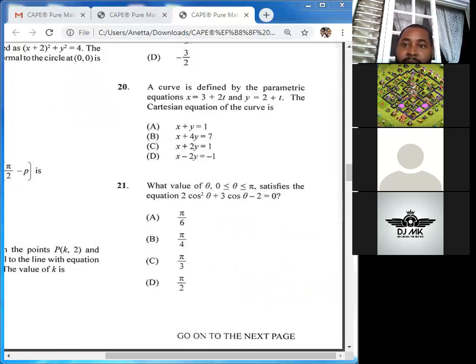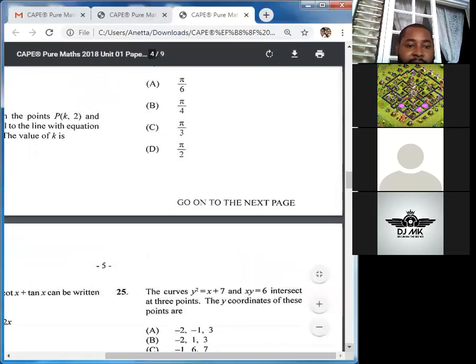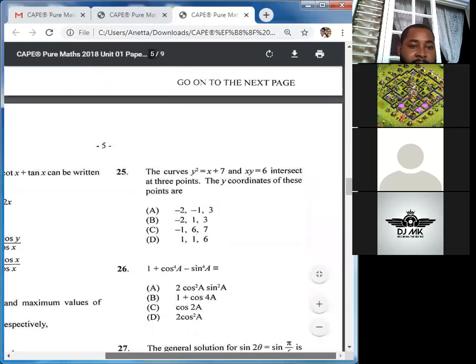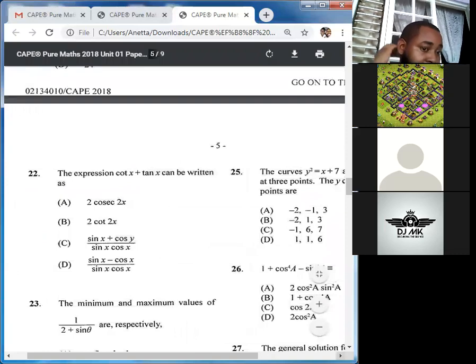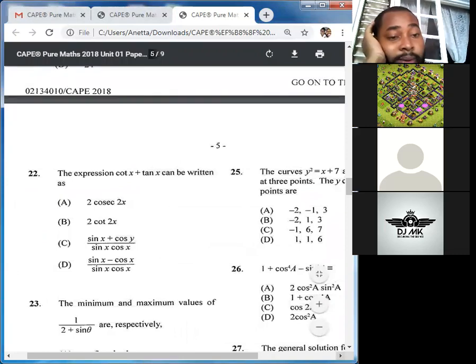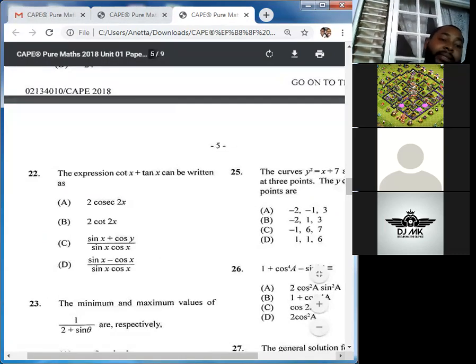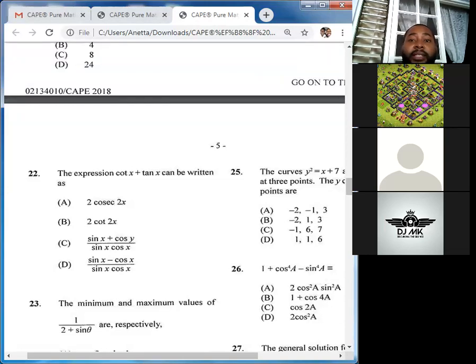2 minutes and then this cuts off, so let's see what more we can do before it finishes. So we're at 21. The expression cotangent, oh, we did do this too. Expression cotangent of x plus tangent of x can be written as. All of these were done at school.